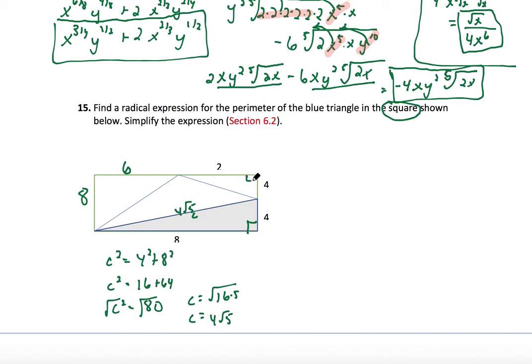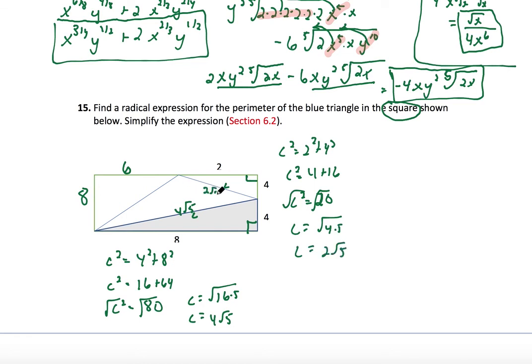We can do the same thing for this triangle. Call that one c. So c squared will equal 2 squared plus 4 squared. So c squared equals 4 plus 16. So c squared equals 20. Take the square root of both sides. So c equals the square root of 4 times 5. So c equals 2 root 5. So that's the length here.